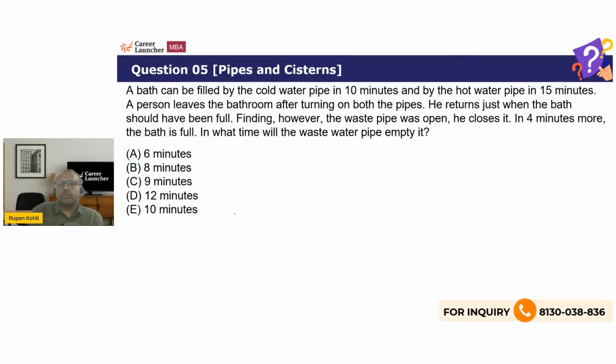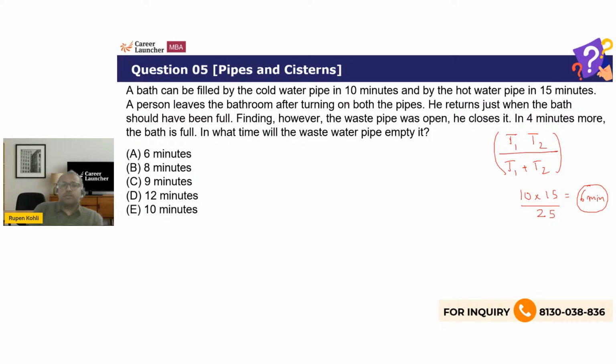I hope you know the formula that when two persons, or in this case pipes, take time T1 and T2 respectively to do a certain job, then T1 T2 by T1 plus T2 is the time taken for both of them to finish the job together. That's a simple formula. So with 10 and 15 being the two times, 10 into 15 over 10 plus 15, 25, this is 150 by 25, 6. So in 6 minutes, they would normally have filled it.